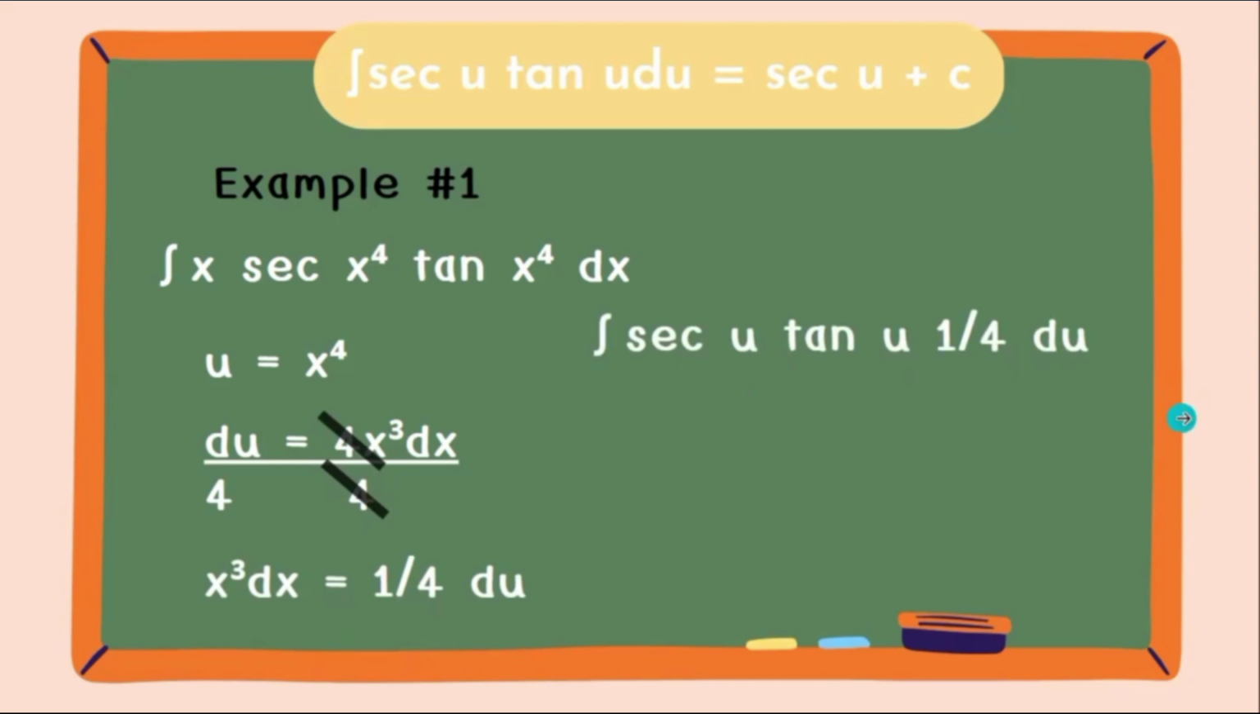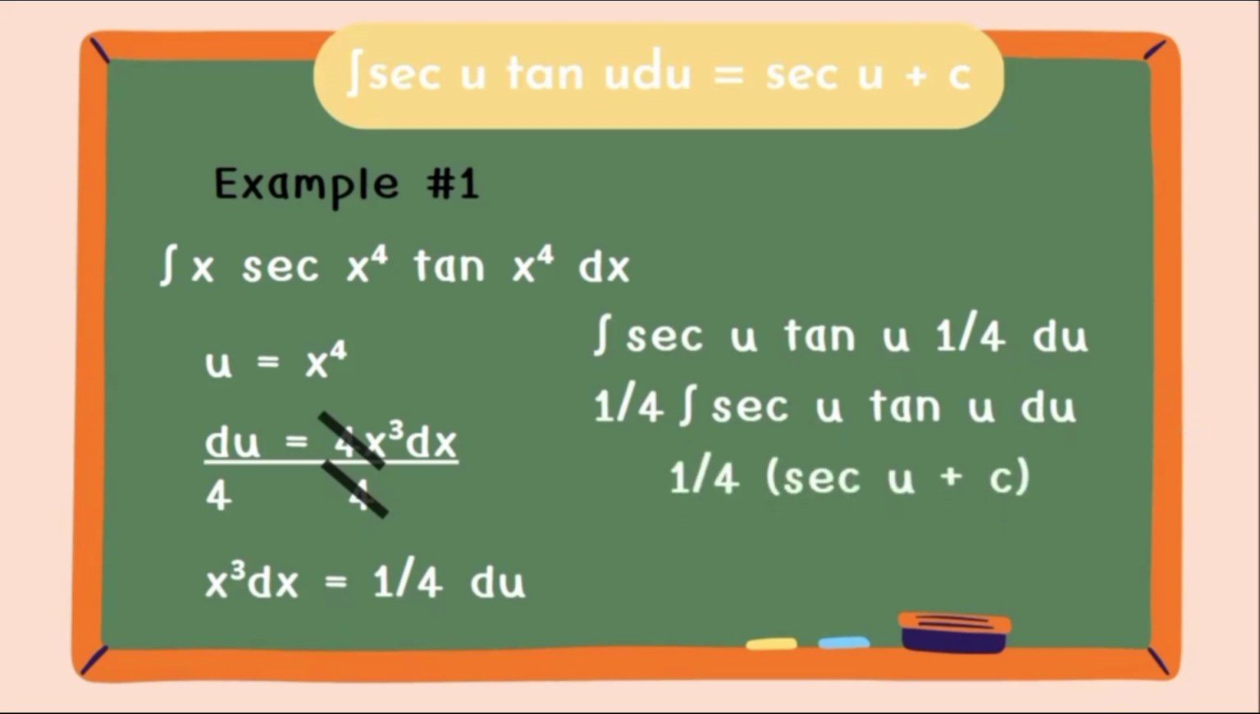Integrals of secant u tangent u 1 over 4 du. Ang sunod dito is ilalabas lang natin ng integral sign yung 1 over 4 and magiging 1 over 4 integrals of secant u tangent u du. Then, i-multiply lang natin yung 1 over 4 sa secant u plus c and now we have our final answer, 1 over 4 secant x raised to 4 plus c.